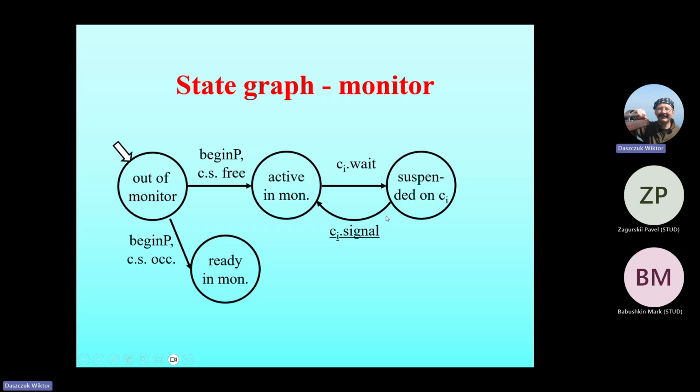If another process executes signal on the same condition variable, the underlined signals, the underlined operations are issued by another process than we take into account in this graph. So the other process executes signal that resumes our process.